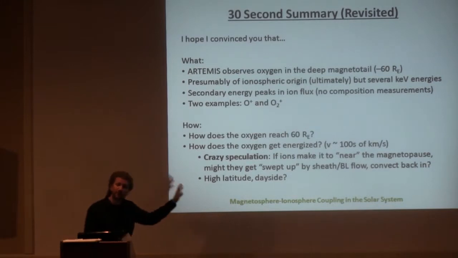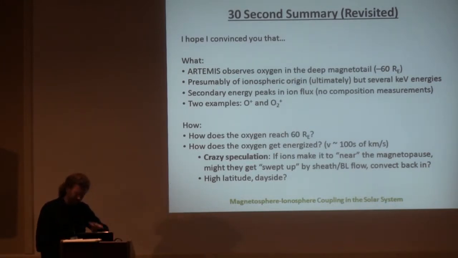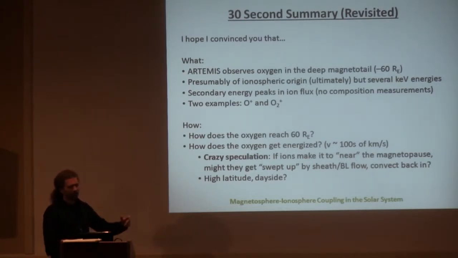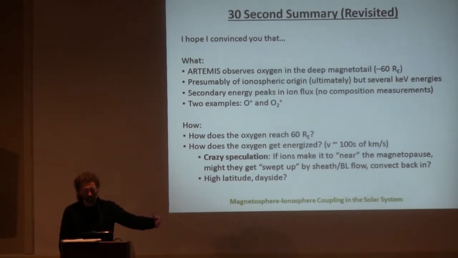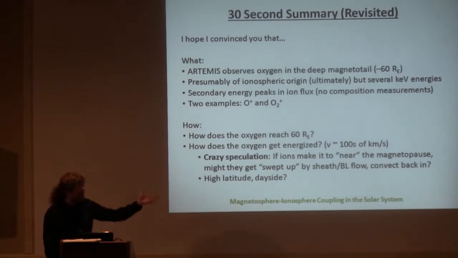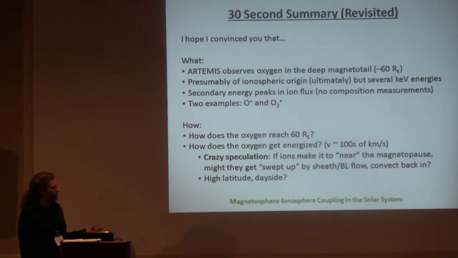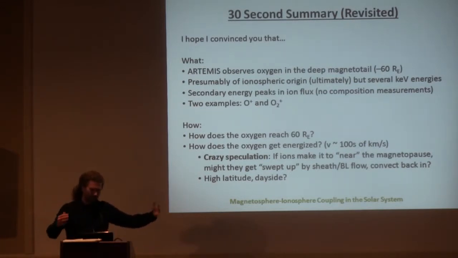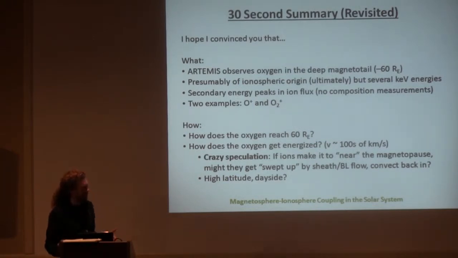Actually, let me preface this. I have no idea yet. Just some thoughts, and we can hopefully have some discussion about that. If the ions make it near the magnetopause, they might get swept up a little bit. It's just a heuristic way of saying you might get some motion tailward by sheath flow or boundary layer flow, and eventually they can convect back in closer to the more central part, not the central plasma sheet, but away from the boundary at least a little bit. And we're going to observe them as we saw with Artemis.